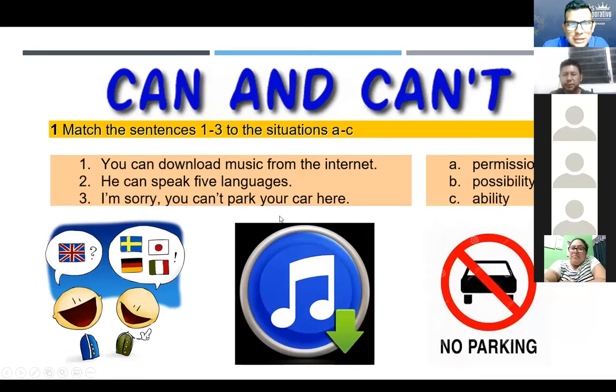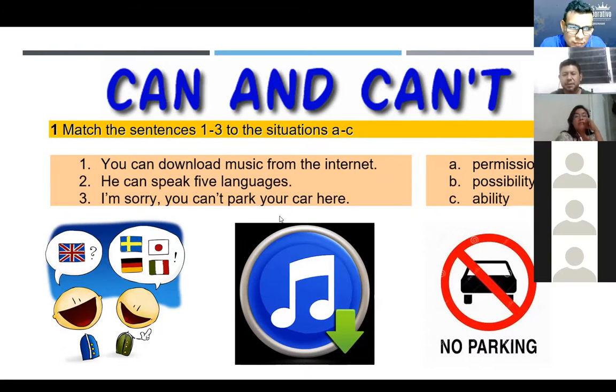Can and can't. Match the sentence 1 until 3 to the situation A and C. Vamos a marcar las oraciones con permission, possibility, or ability. Number 1 says, you can download music from the internet. ¿Quién cree que es? ¿Permiso? ¿Posibilidad? ¿O habilidad? Possibility. You can download music from the internet.